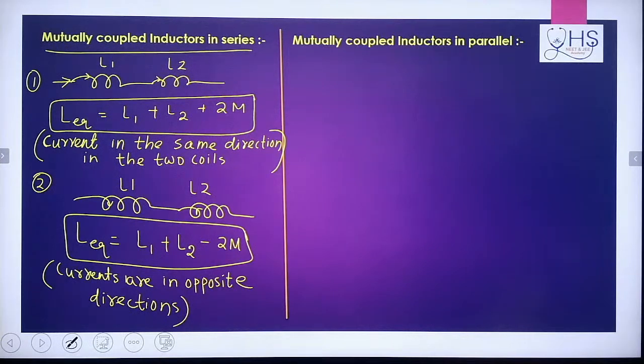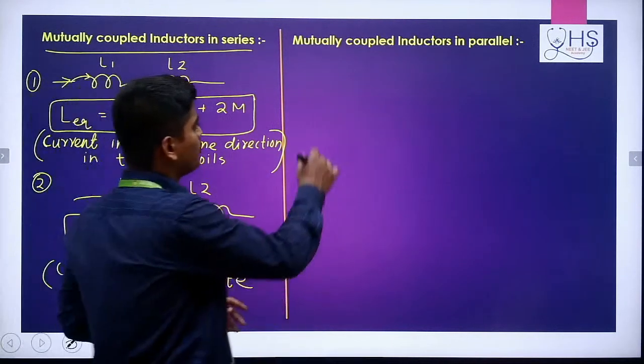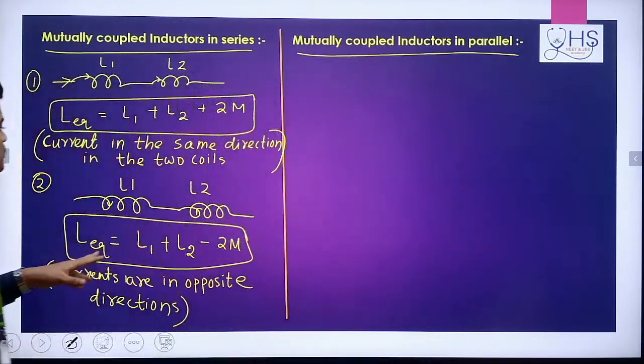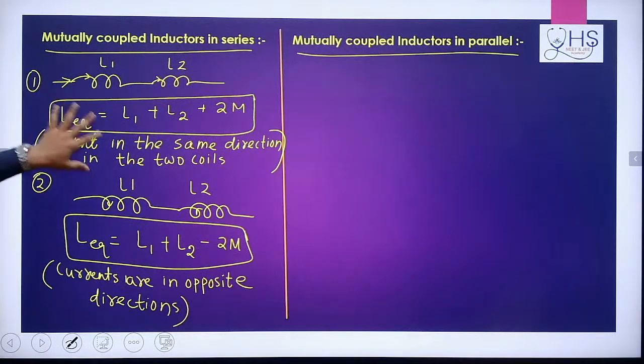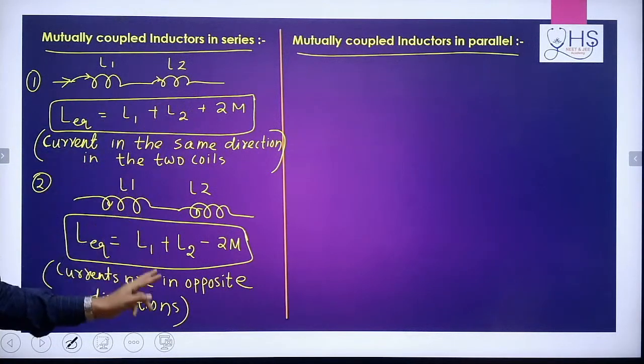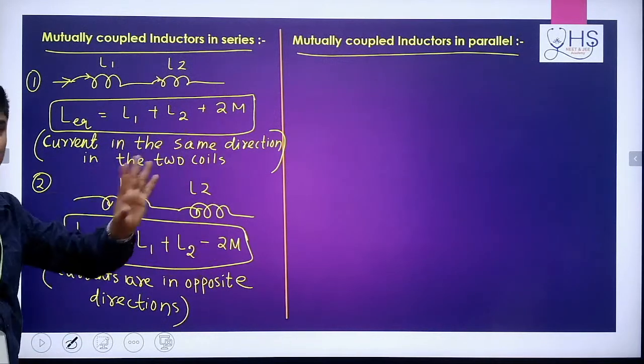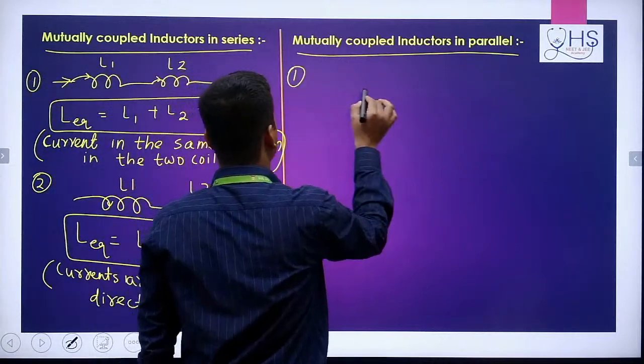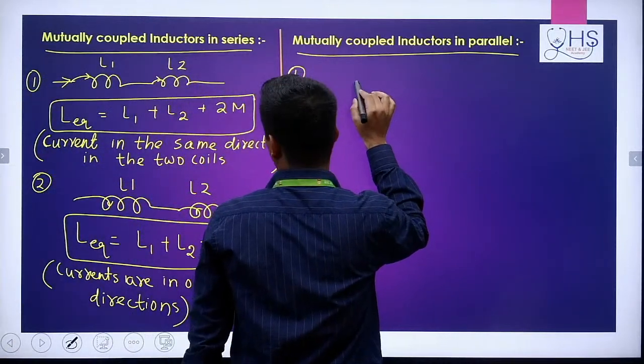Remember this. Now for mutually coupled inductors in parallel, I will tell you a similar formula. So remember, when current is in the same direction, plus 2M; current in the opposite direction is minus 2M. If K equals 0, or magnetically isolated, then this M term will not come, M will become 0.